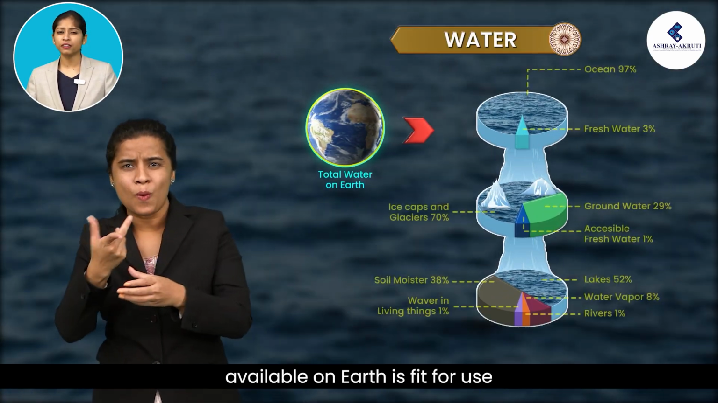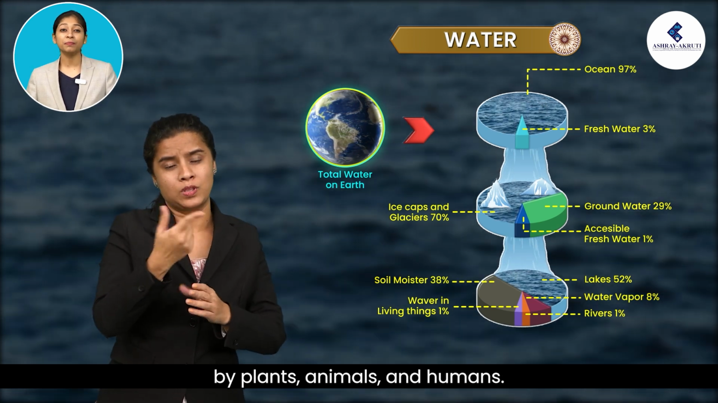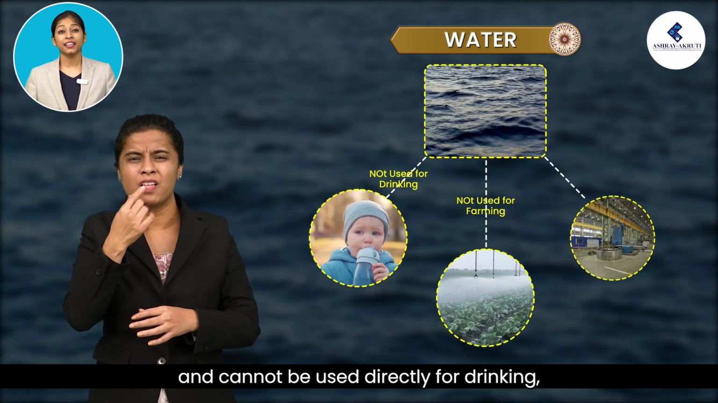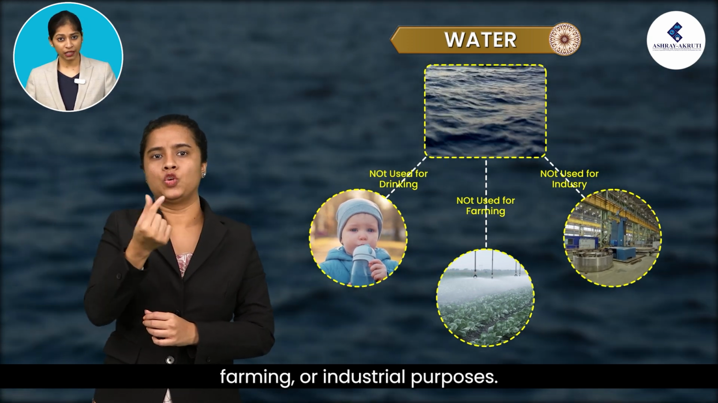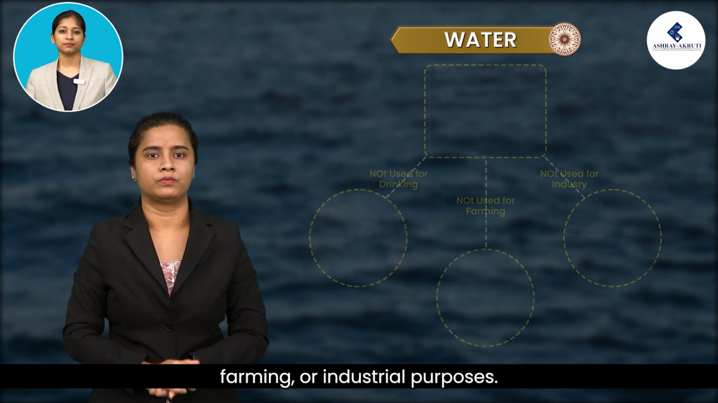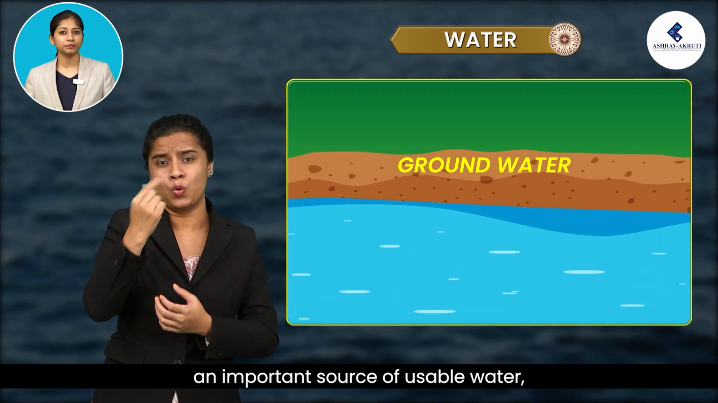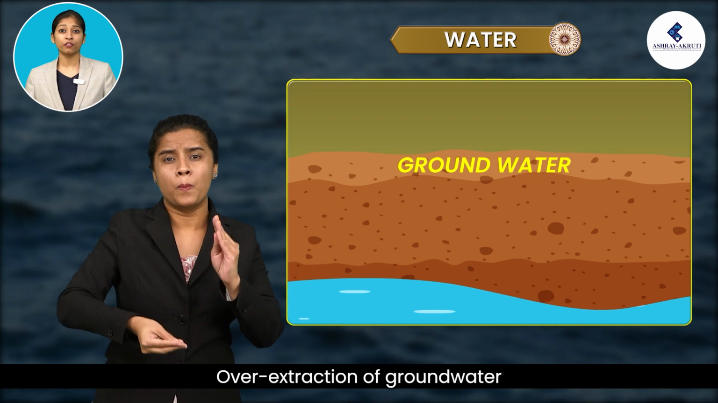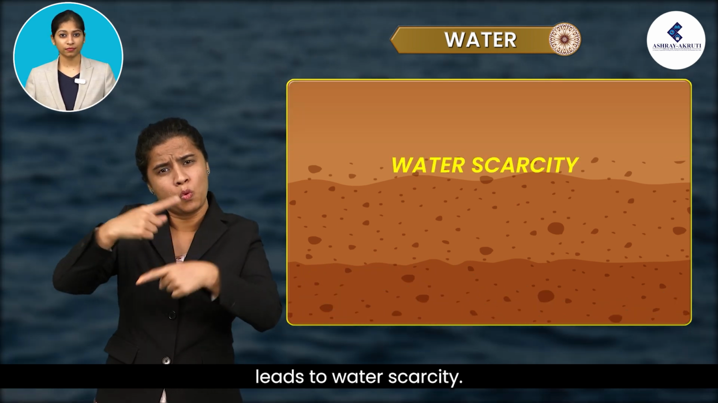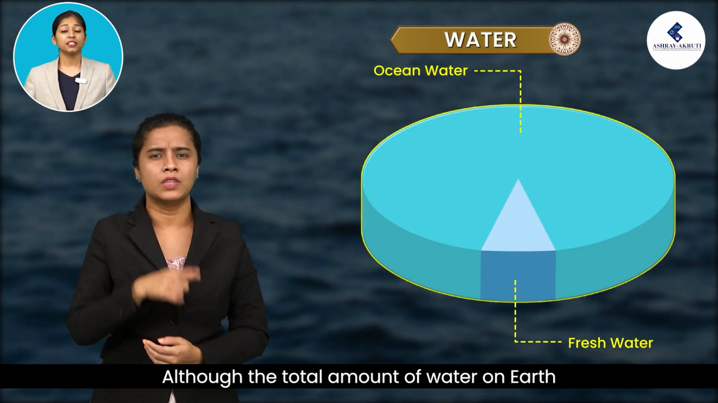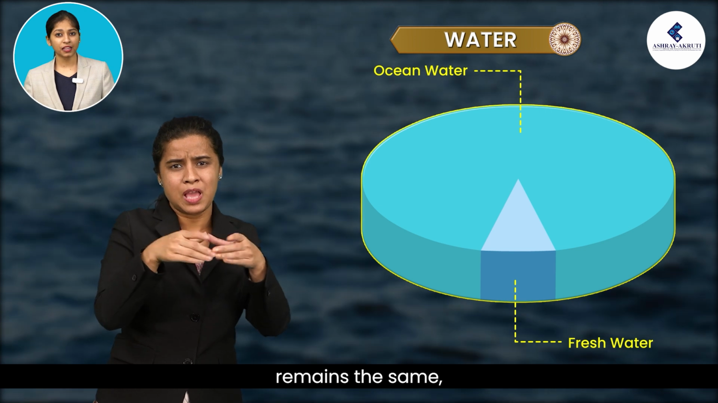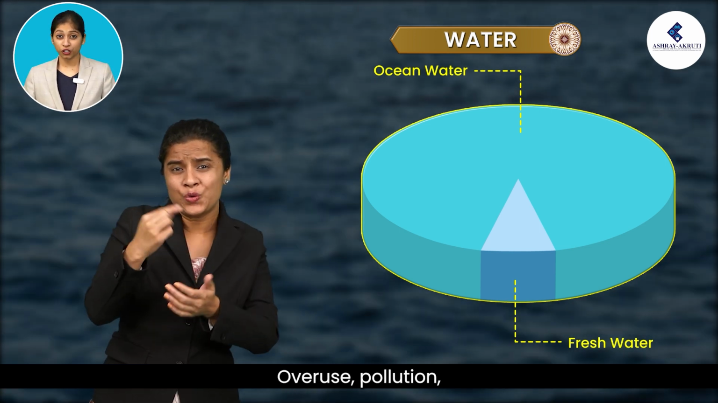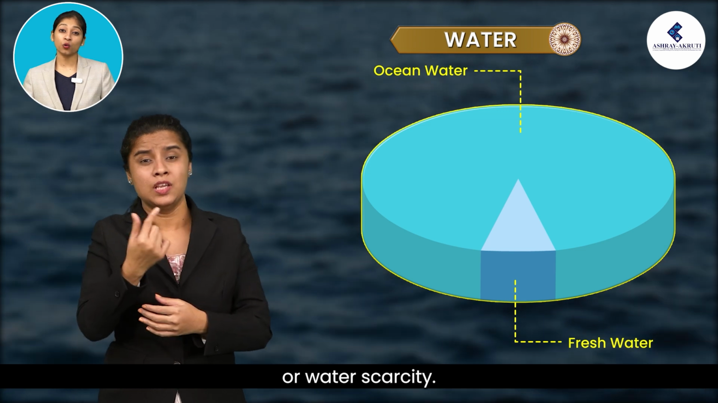Only a small fraction of the water available on earth is fit for use by plants, animals, and humans. Most of the water is found in oceans, which is salty and cannot be used directly for drinking, farming, or industrial purposes. Groundwater is an important source of usable water, but may not be available as its level decreases rapidly. Over-extraction of groundwater leads to water scarcity. Although the total amount of water on earth remains the same, the water available for human use is very limited. Overuse, pollution, and wastage are causing this limited supply or water scarcity.